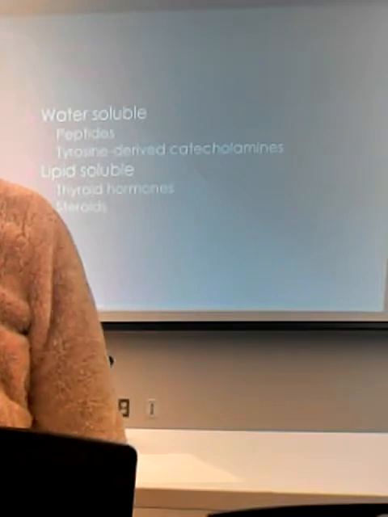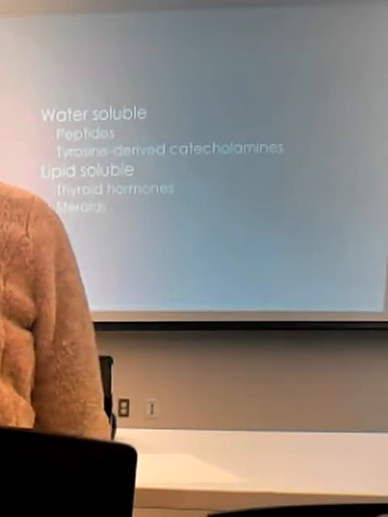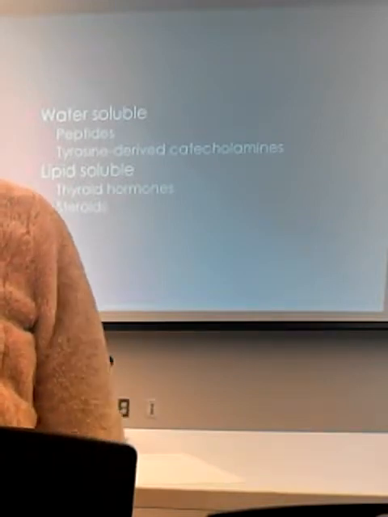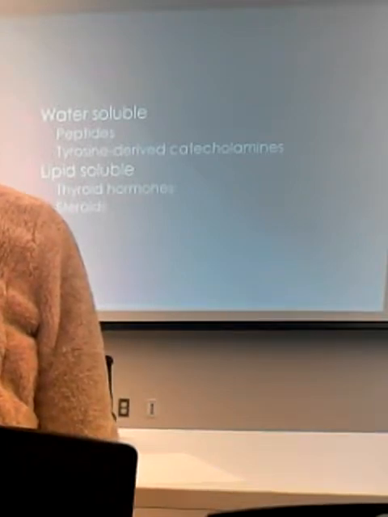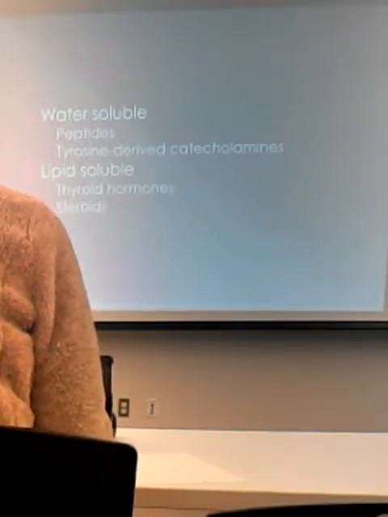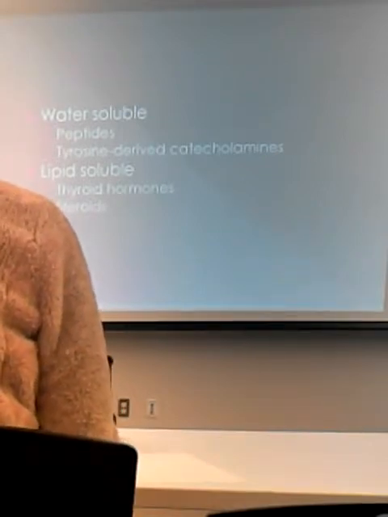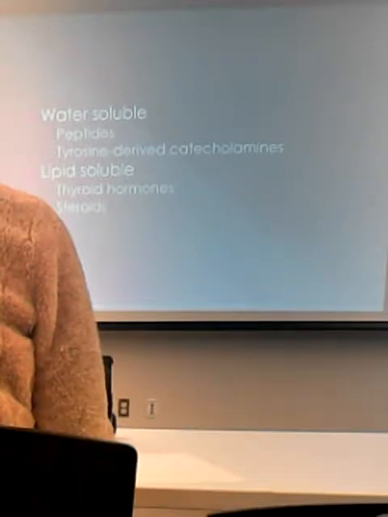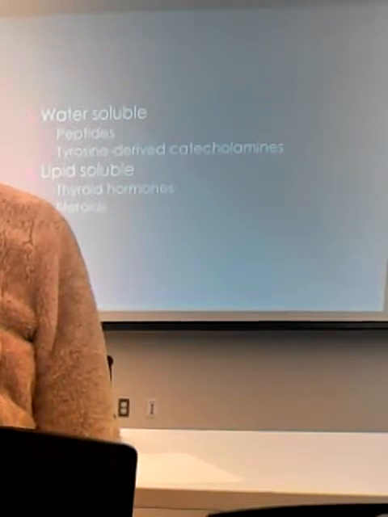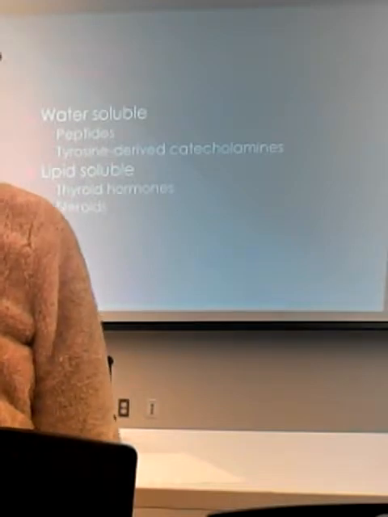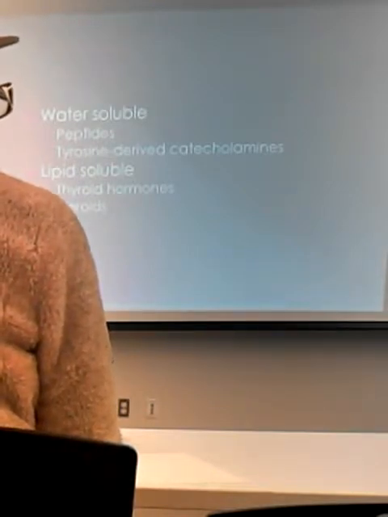The water-soluble ones are either proteins, hence the phrase peptides, or tyrosine-derived catecholamines. What the hell does that mean? Well, you guys have all heard of catecholamines: dopamine, epinephrine, and norepinephrine, right? Jim, those are neurotransmitters. Yeah, they're also hormones. So, what are the water-soluble ones? The water-soluble ones are either peptides or the catecholamines, okay? It's extremely important that you know this because of all the stuff that I'm going to talk about.